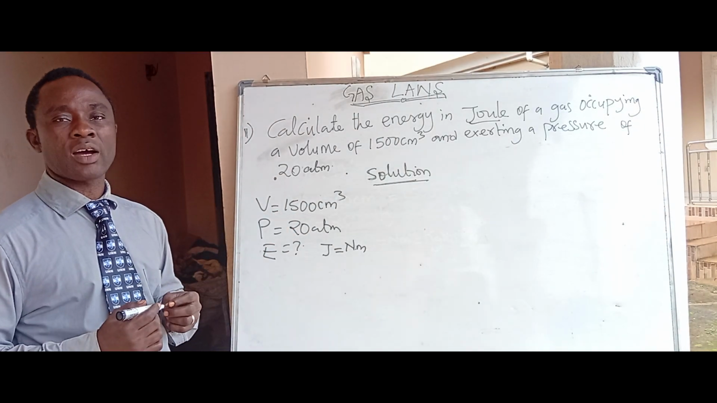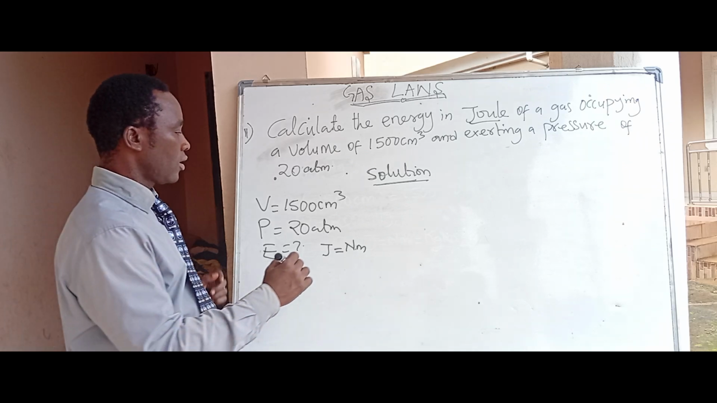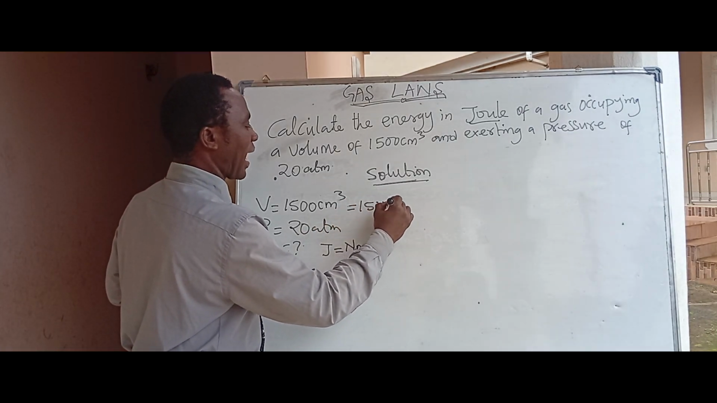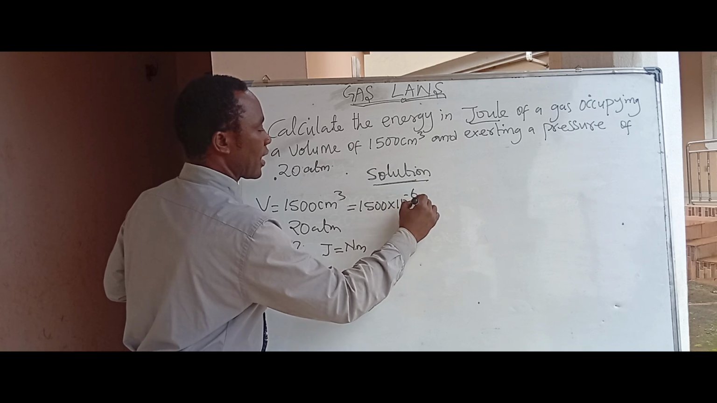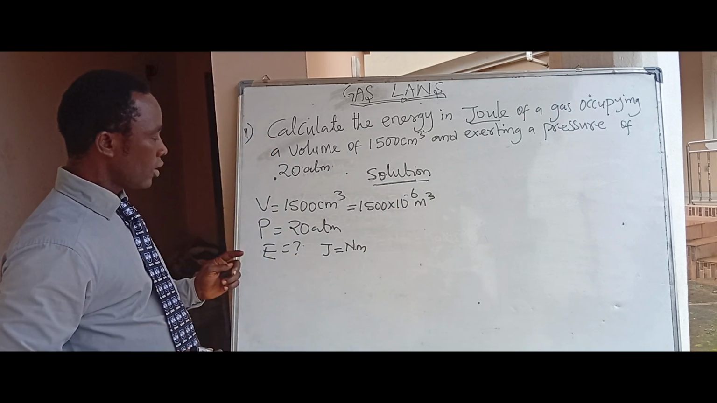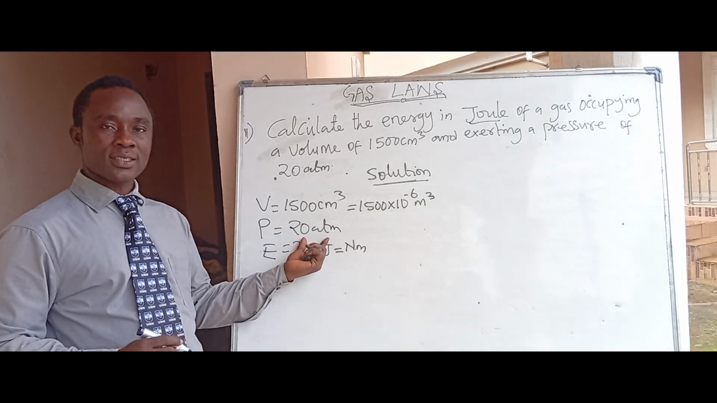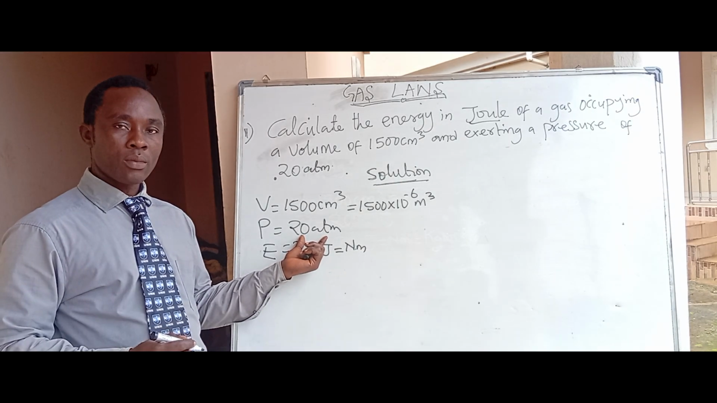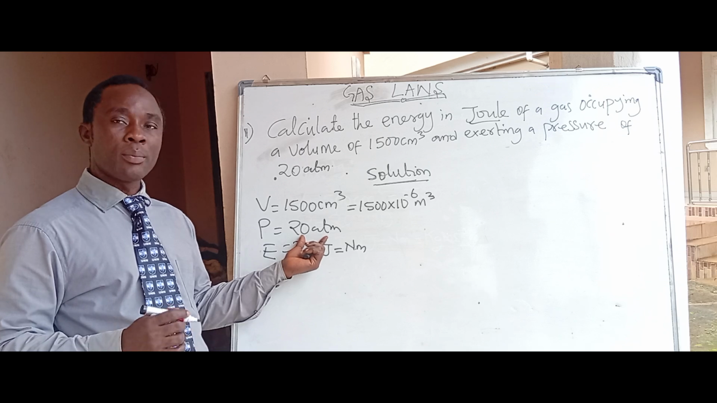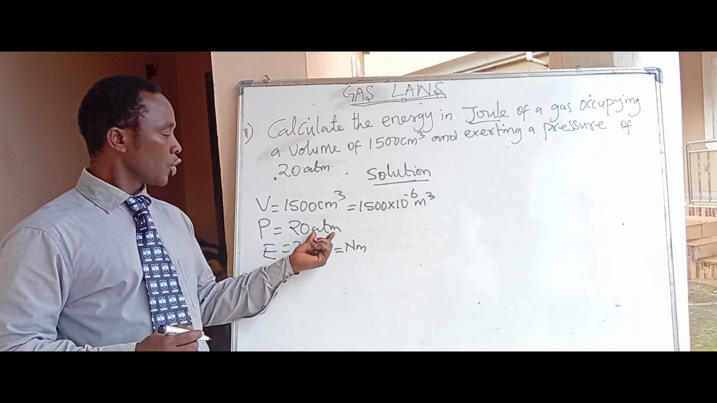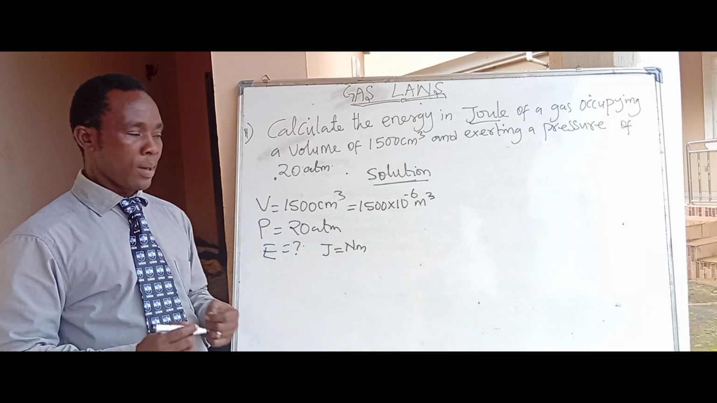How do I convert 1,500 centimeter cube to meter cube? You multiply by a factor of 10 to the power minus 6, which will be exactly 1,500 times 10 to the power minus 6. Then it becomes in meter cube. Then also we have to convert 20 atm, which is a pressure. So our unit for pressure should not be in atm. If we want to get energy in joules, the unit should be in Newton per square meter.